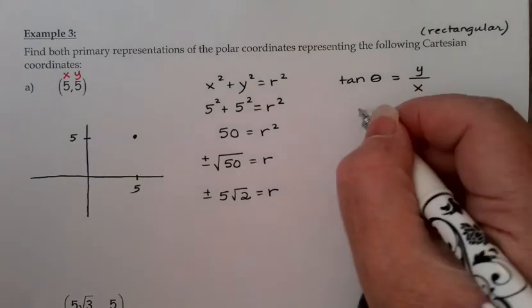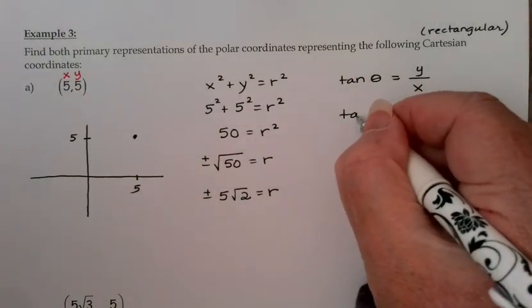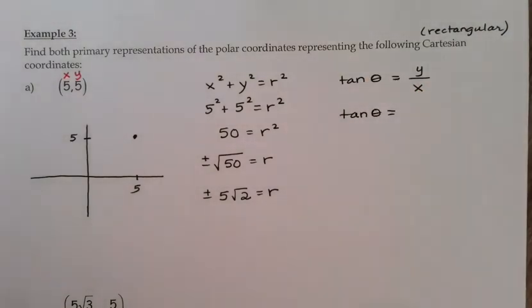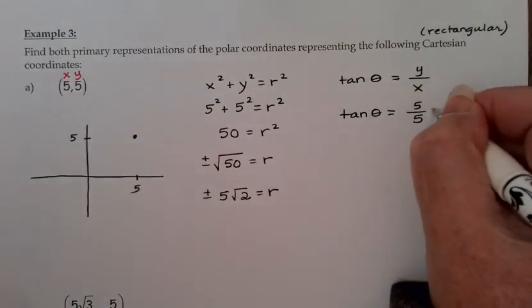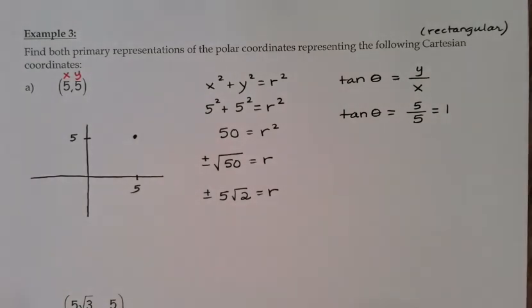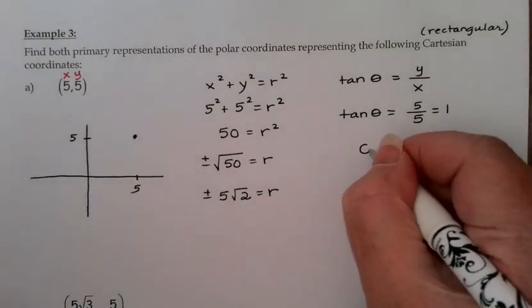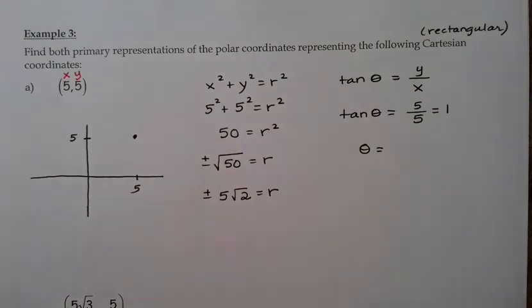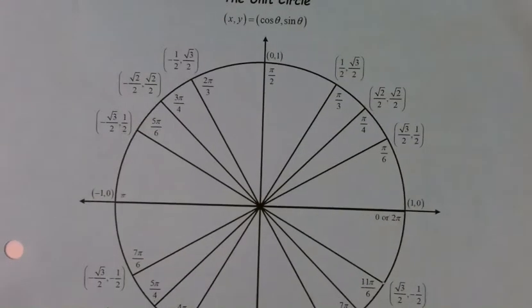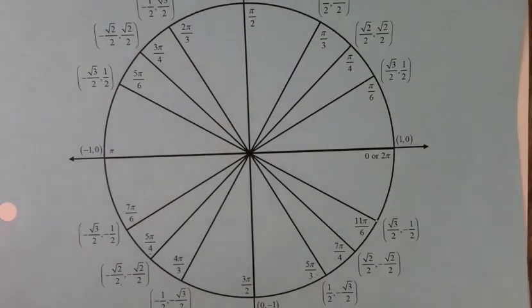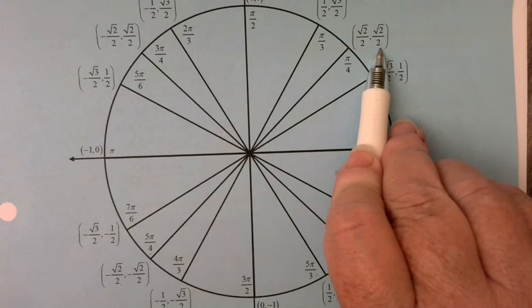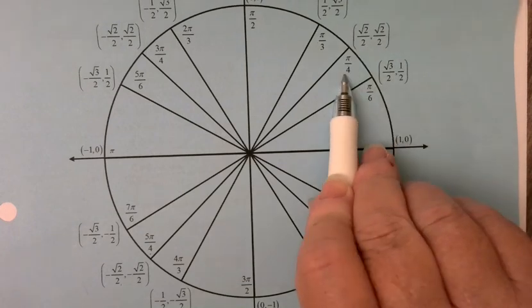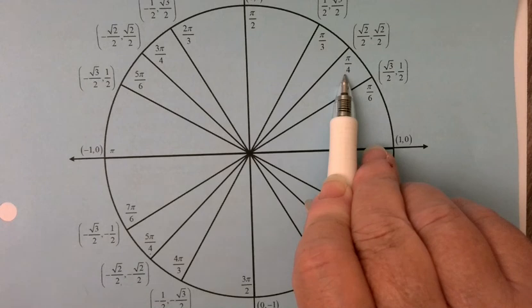All right, tangent theta equals y over x. So tangent theta would be 5 over 5, or 1. What angle has a tangent of 1? Well, it actually occurs twice. Tangent, remember, is sine over cosine. So right here, square root 2 over 2 divided by itself would be 1 at a theta of pi fourths.